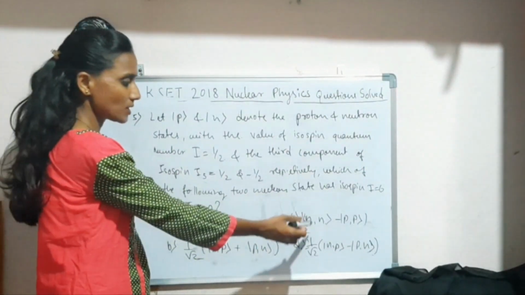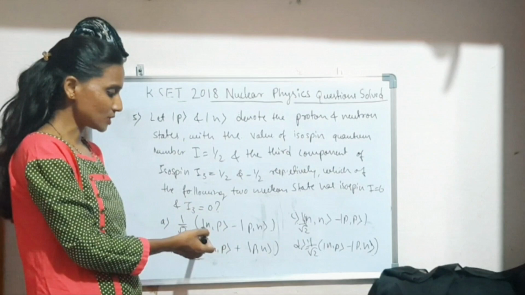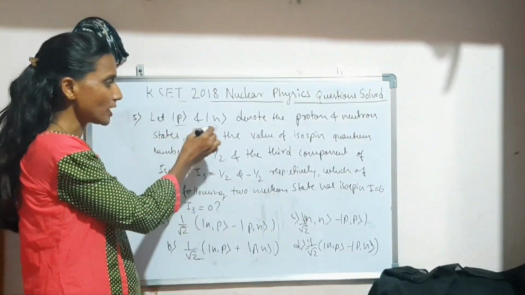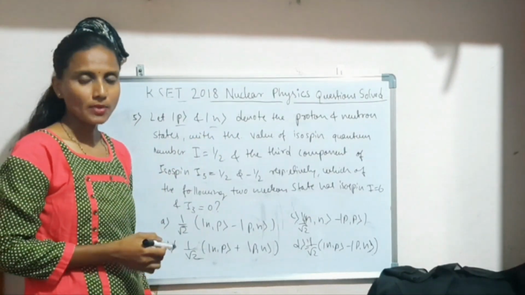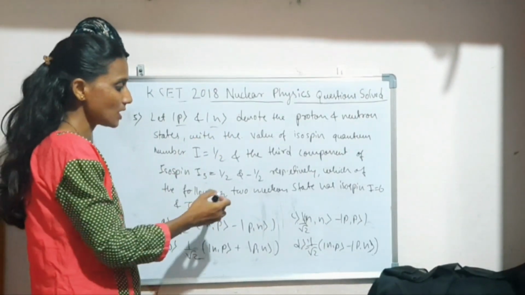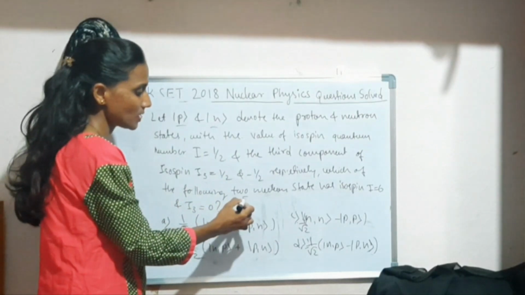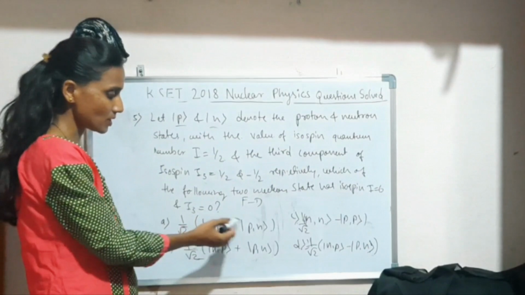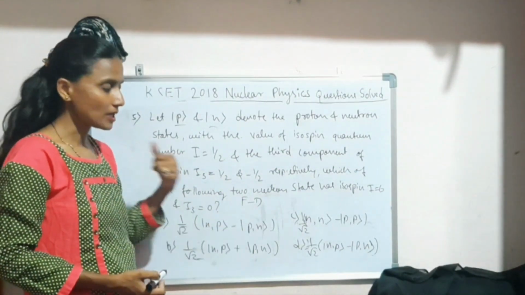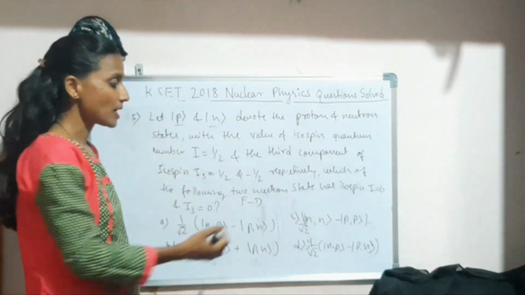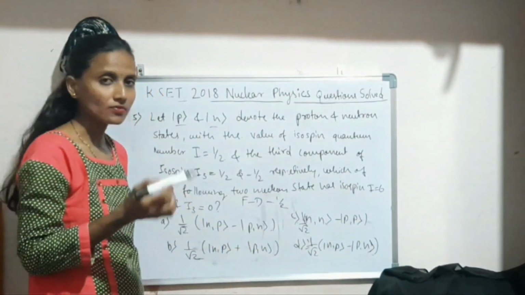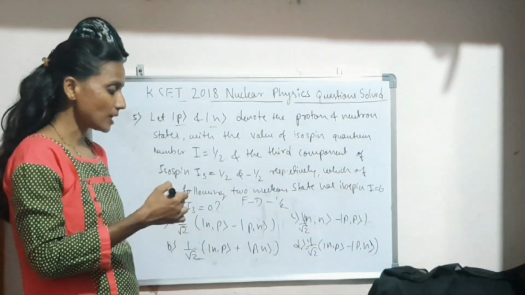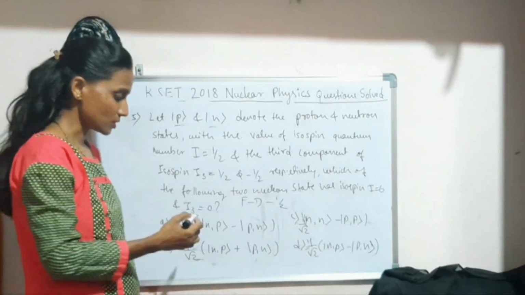So if you observe the four options carefully, the state vector, as we know, proton and neutron are the particles which have spin half, that obeys Fermi-Dirac statistics. So they are indistinguishable particles. If we interchange the particles, they are indistinguishable, but they have spin half, that is half integral. That's why they indicate the antisymmetric wave function.